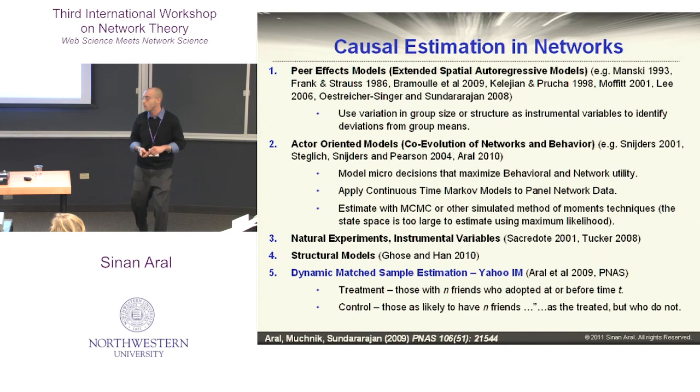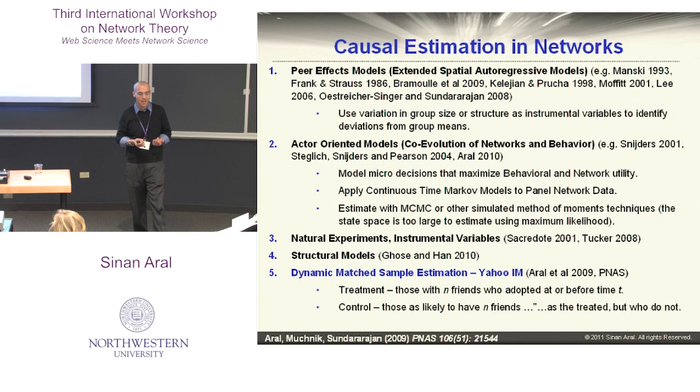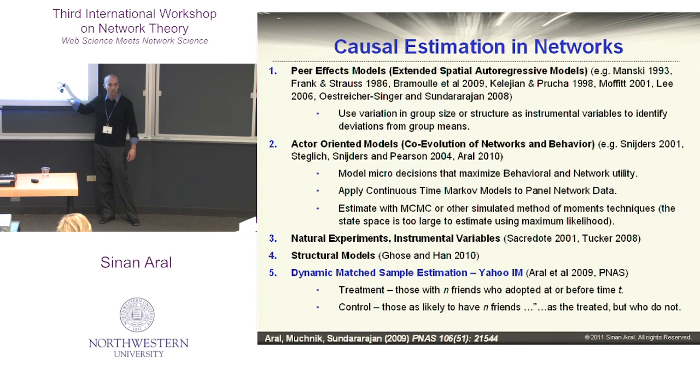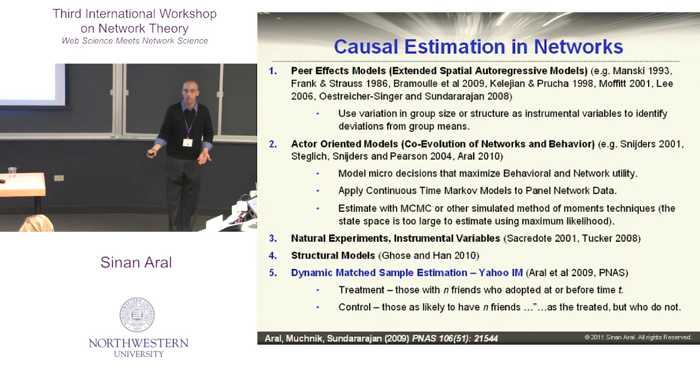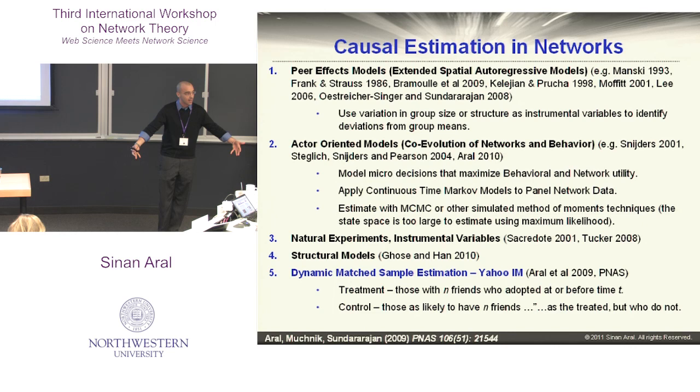And basically what we do in that paper is we take, as a treatment, those people with N friends who have adopted the behavior at or before time T, and we compare that to a control group who is as likely to have N friends who have adopted the behavior at or before time T, but who don't have those N friends. So we first build a model of the likelihood of having that friend from observable data, and then we compare those that do and those that don't by matching those who are as likely to have a friend, which should control for some of these confounds and some of this homophily.